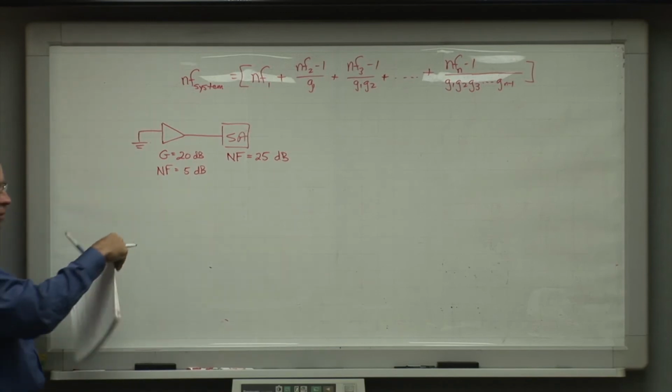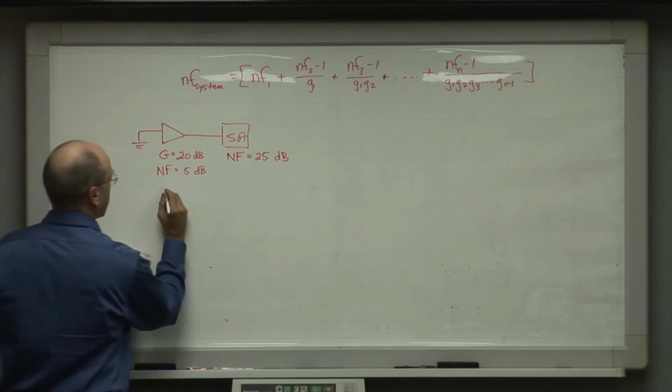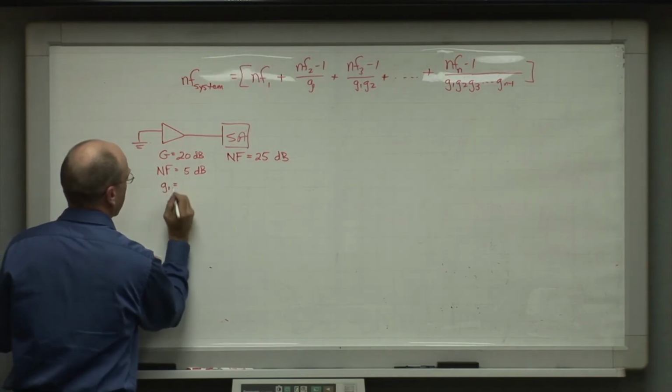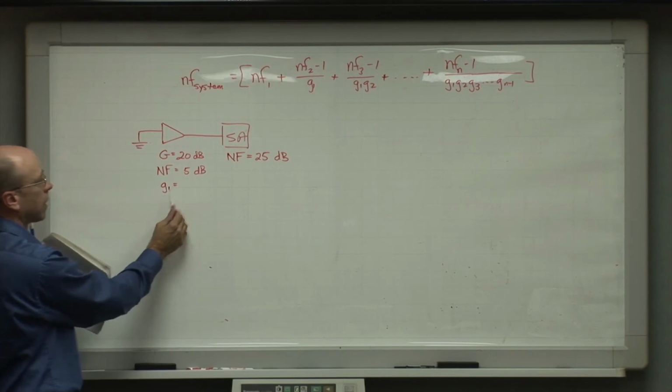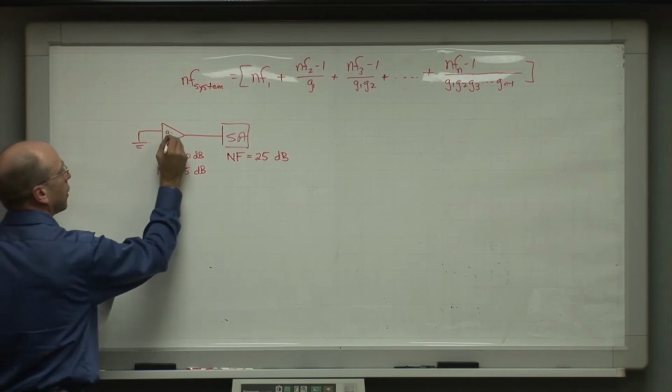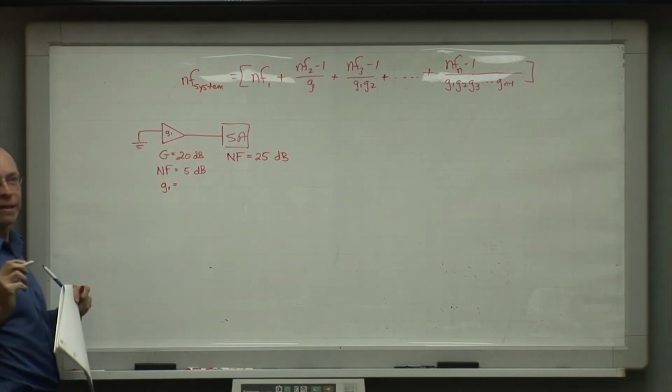Let's work through this and see what we get here. So what this means is G1, if the gain is 20 dB, what is G1, the gain of this amplifier here? What would it be in linear terms?